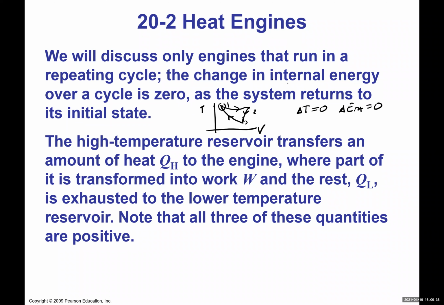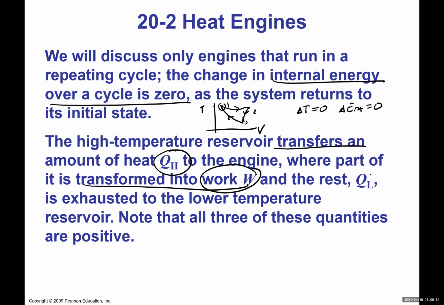That's why internal energy over a cycle is zero, because it returns to its initial state. Now, the high temperature reservoir transfers an amount of energy QH, as we mentioned, right? And part of it is transformed or converted to work. The rest, QL or QC, is exhausted or dumped into a lower temperature reservoir.